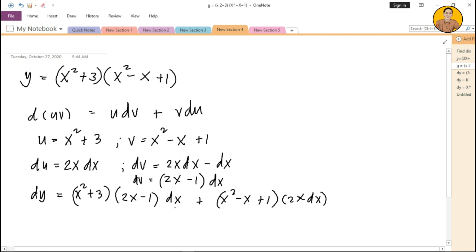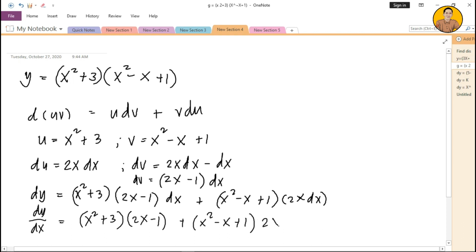So divide both sides by the differential of x. So this becomes the differential of y with respect to x equals x squared plus 3 times the quantity 2x minus 1, plus x squared minus x plus 1 times the quantity 2x. Okay? And we simplify this. So y prime, so simplify na natin na y prime yung differential of y with respect to x, this is equal to, so i-FOIL method natin siya.